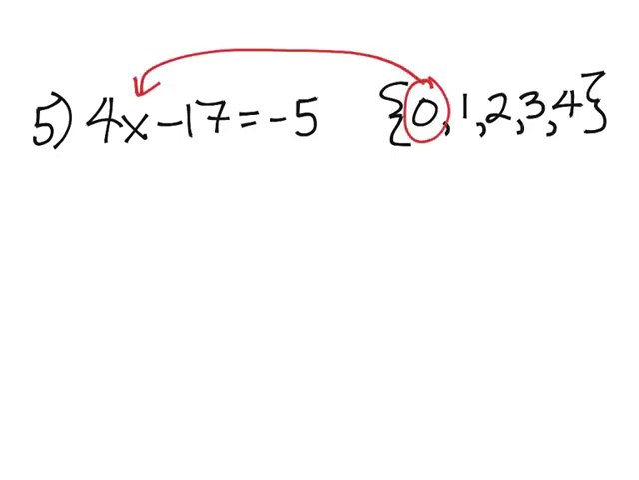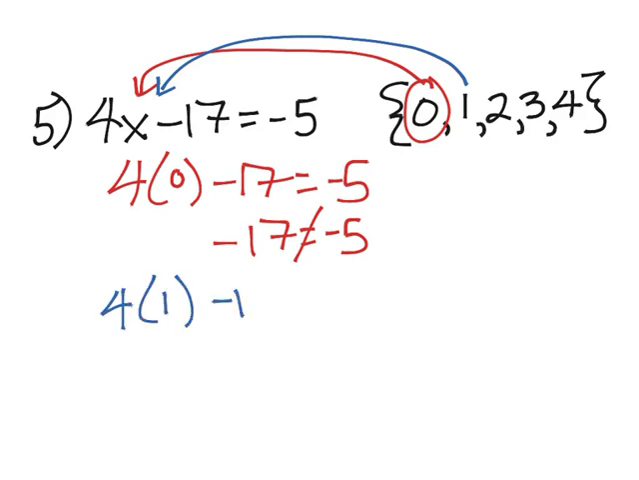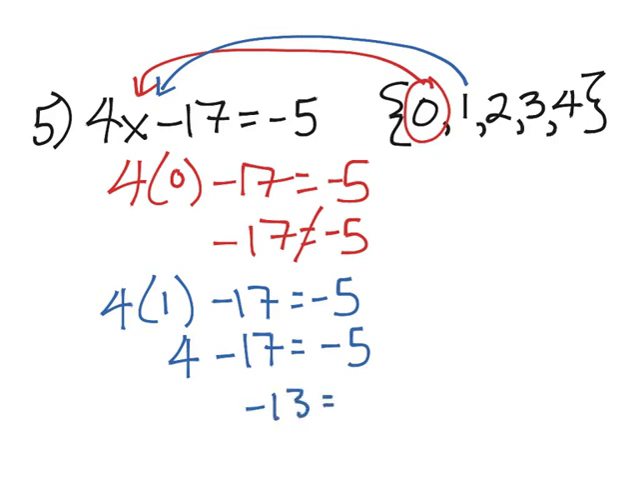So we plug in 0. Well, 0 times 4, anything times 0 is 0. So we are going to have negative 17 equals negative 5. Does that work? No, that is not equal to. So we need to keep on rolling. By the way, you could get more than one answer. So now it's number 1's turn. So let's take 1, put that in for x. So 4 times 1 minus 17 equals negative 5. Let's test that out. 4 minus 17, is that equal to negative 5? Well, 4 minus 17 is going to be a negative 13. We are not quite there, not equal to. We need to keep on looking.